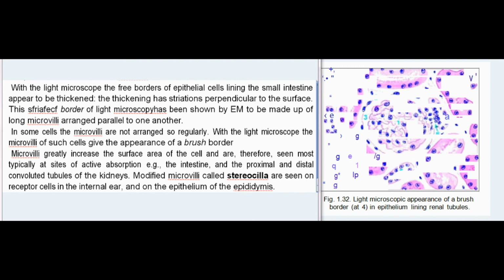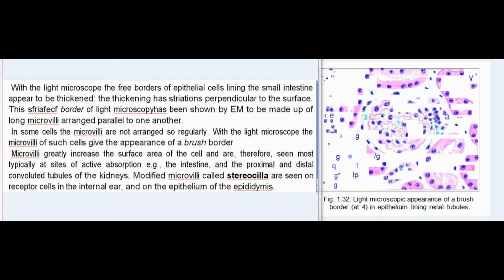With the light microscope, the free borders of epithelial cells lining the small intestine appear to be thickened. The thickening has striations perpendicular to the surface. This striated border of light microscopy has been shown by EM to be made up of long microvilli arranged parallel to one another. In some cells the microvilli are not arranged so regularly. With the light microscope, the microvilli of such cells give the appearance of a brush border.